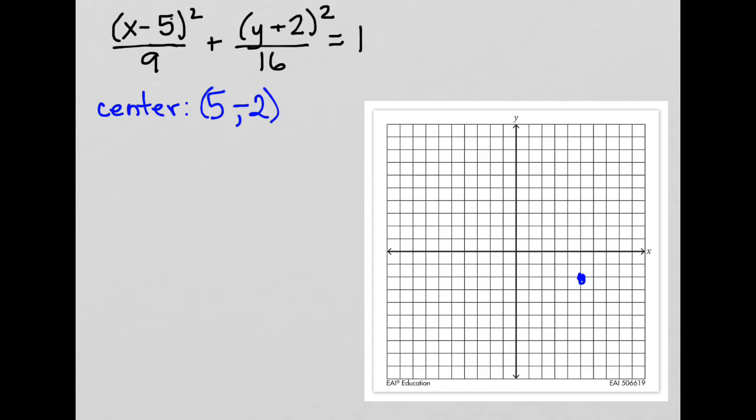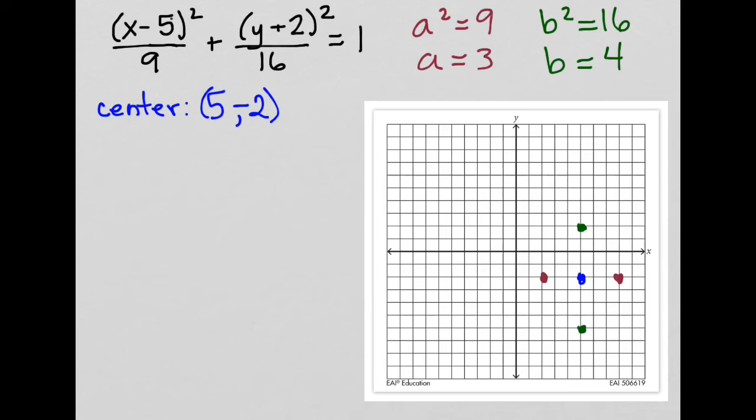Okay, let's look at our horizontal and vertical radii. So the horizontal one is under the x, and that is 9. So we know that a squared is equal to 9. So if we take the square root, a, or our radius, is equal to 3. So we're going to count to the left and the right 3 units. And then for our vertical radius, we're going to look at the number under the y parenthesis. So that's 16. So we know b squared is 16. So b is equal to 4. So we're going to go up 4 and down 4 from our center. And then we can go ahead and draw that ellipse.